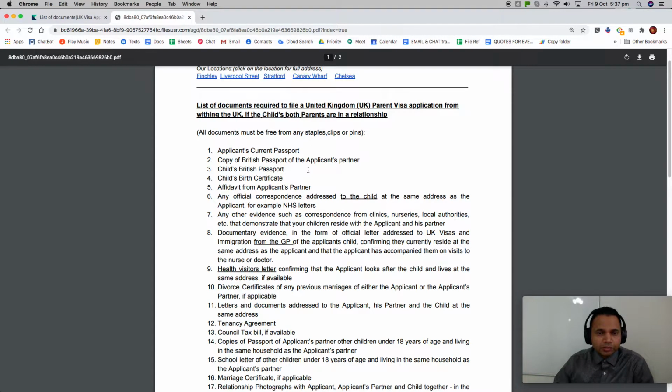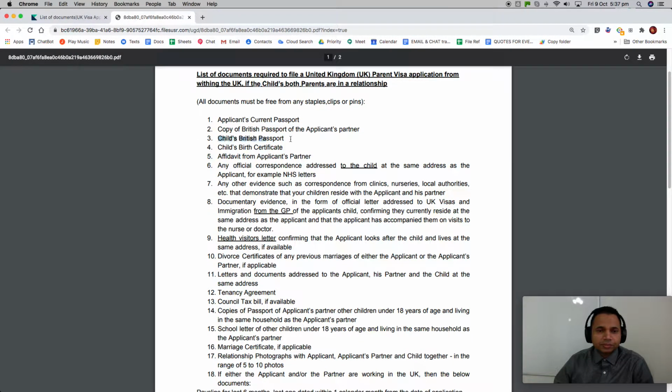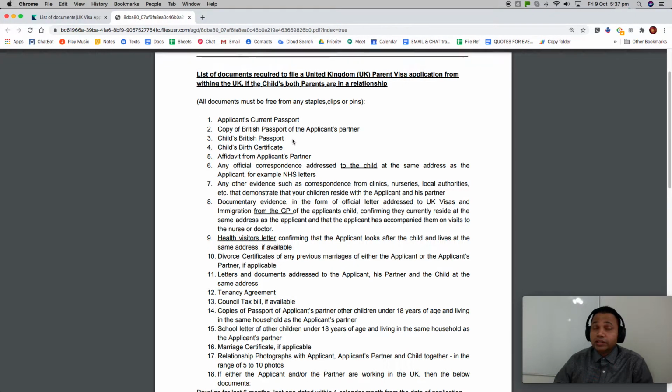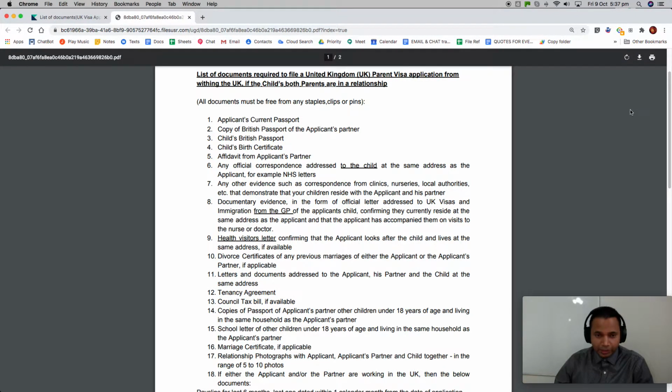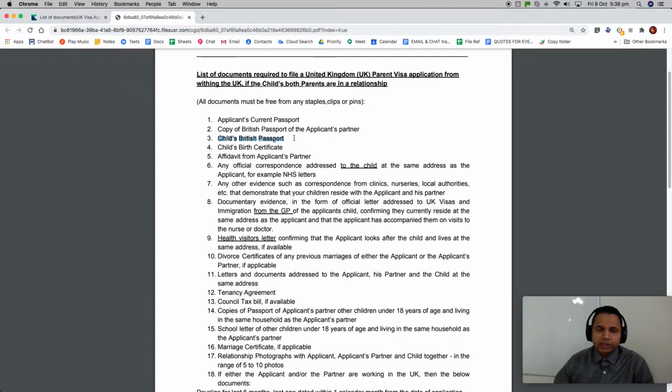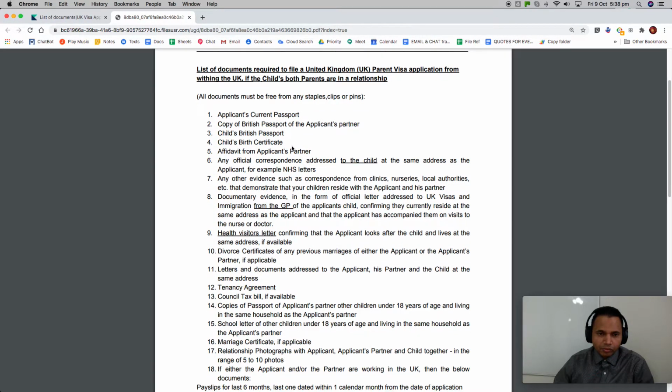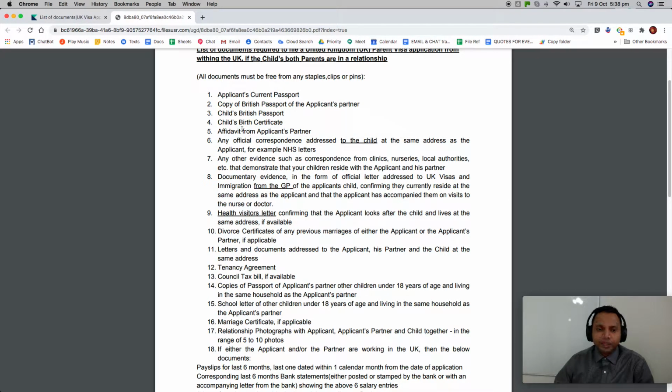Okay, and I'll go on with the list of documents. Child's British passport. If the child is British, we always suggest getting a British passport and then applying. Child's birth certificate. A child who is born in the UK, where one of the parents is either British or settled in the UK with indefinite leave, permanent residence or settled status, is born British if one of the parents is settled before the birth, or the child is British or the parent is British.